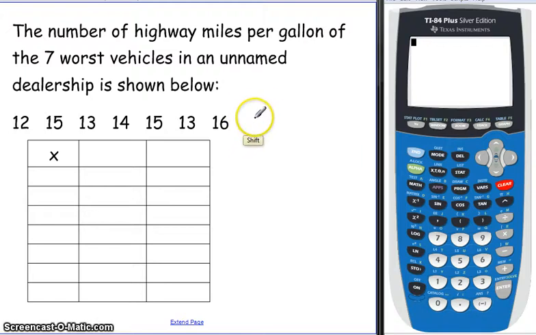So we need to find x bar, the mean. And to find the mean, as you recall, we just add up the numbers 12, 15, 13, 14, 15, 13, 16, and then divide by the number 7. So we're adding up all these numbers and dividing by 7, and it just works out that the mean is 14.